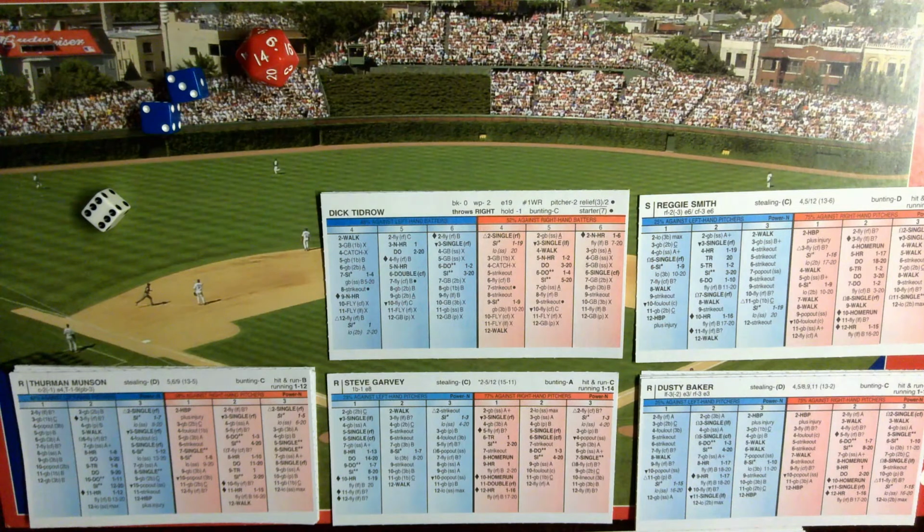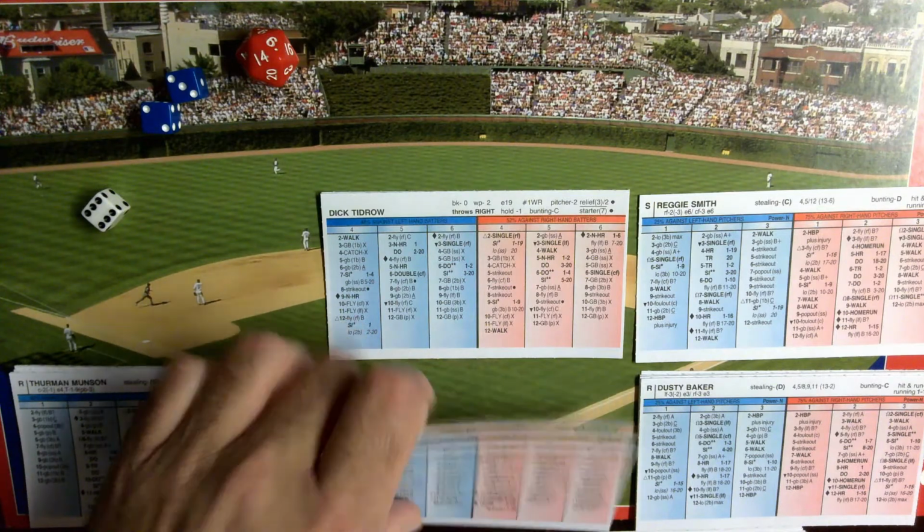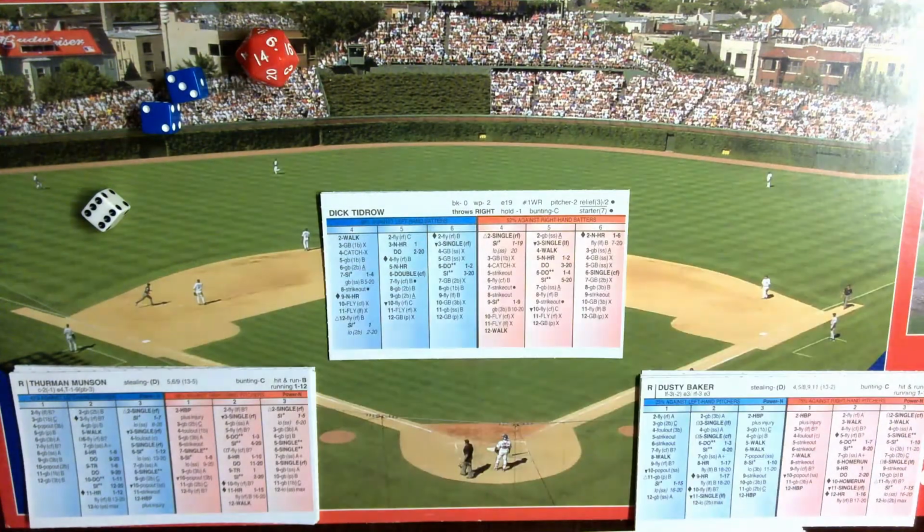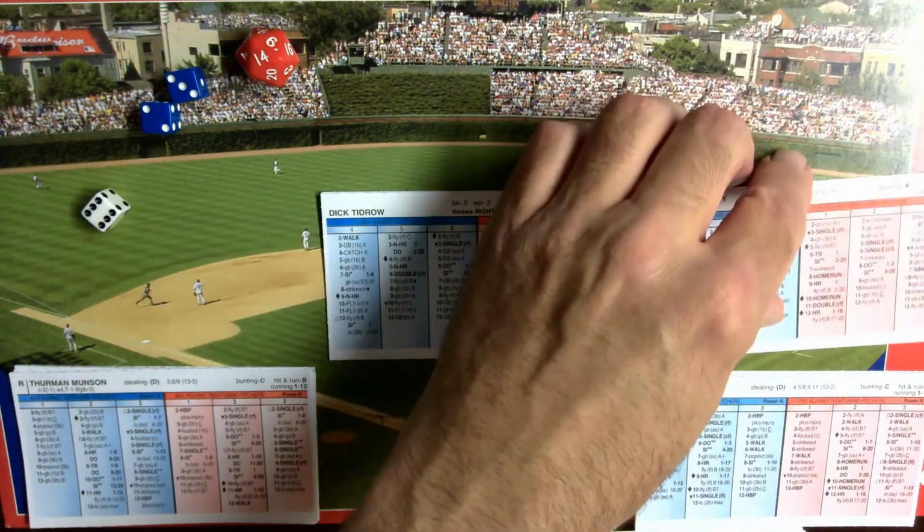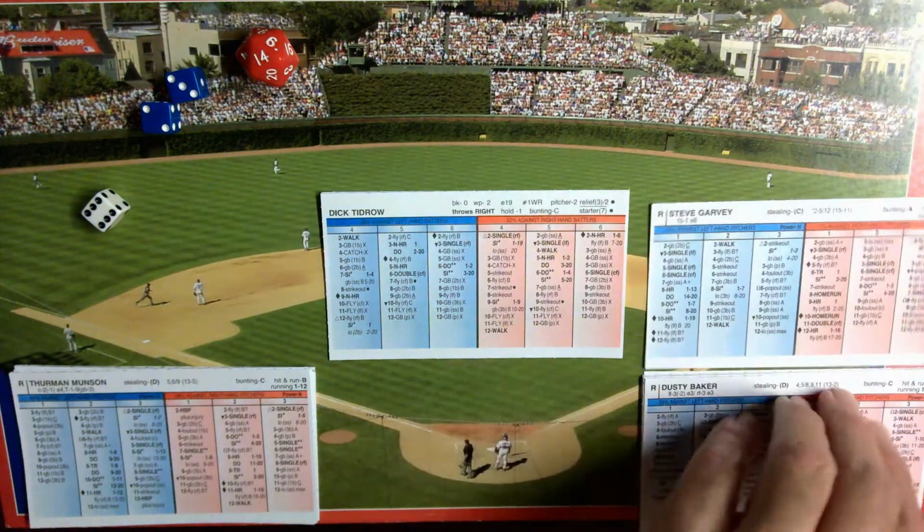So we had a runner at first, so we have a force play. The batter's safe, Smith is out, going to second. So we have a fielder's choice situation. Garvey is on first, there's 2 outs. And we have Dusty Baker at the plate.